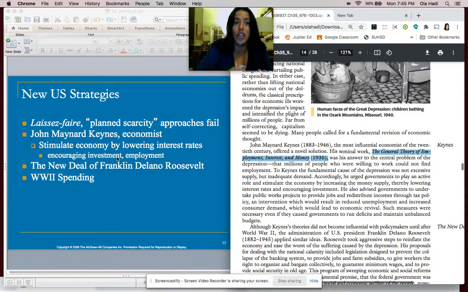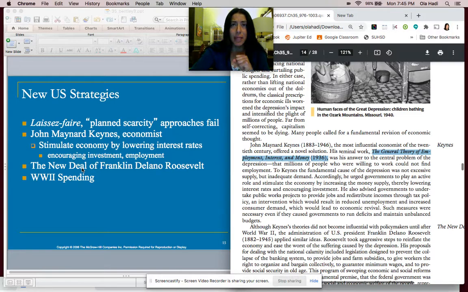So what he suggested was that the government intervene, get involved by putting money into people's hands, by doing all kinds of things, including giving people jobs through government-run agencies, like the CCC, people building parks, national parks, and encouraging investment, lowering interest rates to get businesses to invest in the economy and give people jobs. So the idea was, let's give people jobs so that they have the money to spend, and that will help reinvigorate the economy.